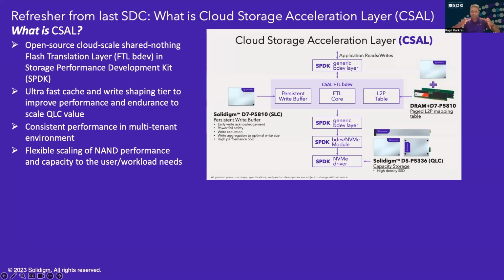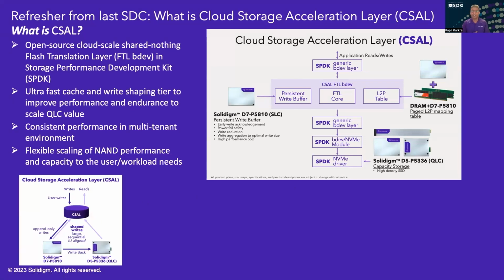You know how NAND has a read pipe that's quite big. QLC read pipe is as big as TLC read pipe pretty much. But the write pipe is narrower in NAND in general, and QLC has an even narrower write pipe. So what CSAL does is it tries to make the write pipe bigger along with reducing the TCO. How does it do that? It does that by write shaping.